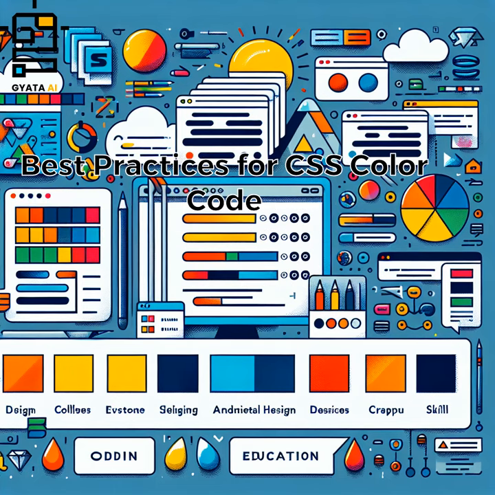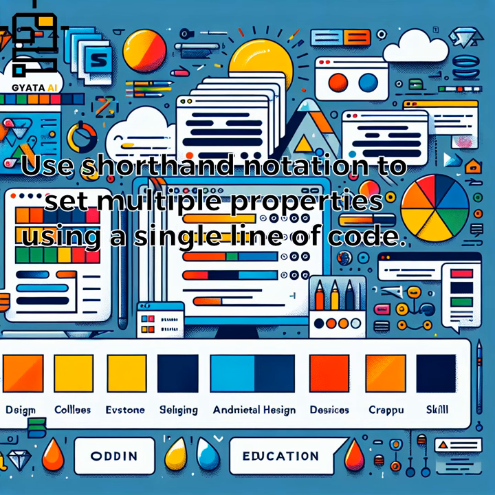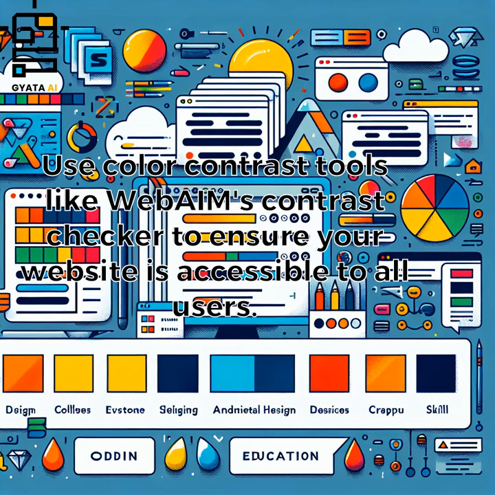Best practices for CSS color code. Use meaningful color names to make your code more readable and easier to understand. Use shorthand notation to set multiple properties using a single line of code. Use color contrast tools like WebAIM's Contrast Checker to ensure your website is accessible to all users.